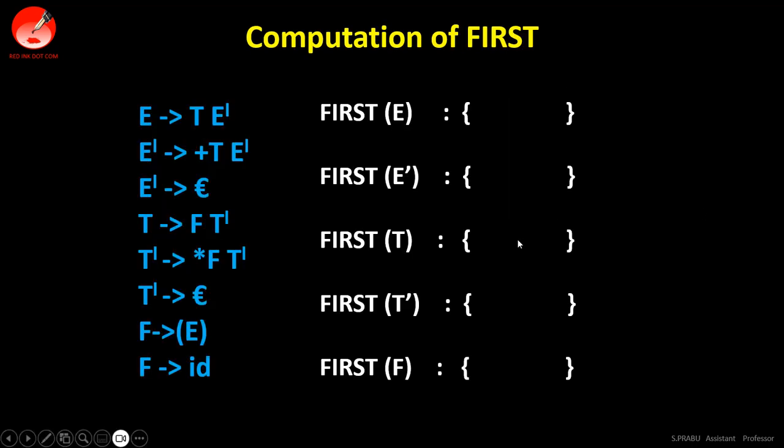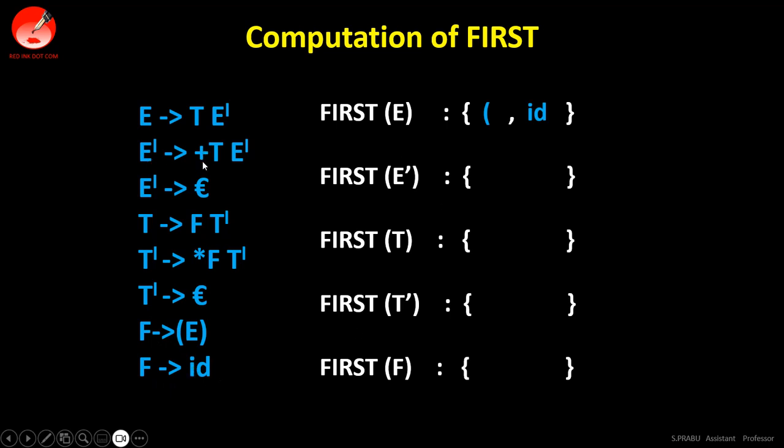You can find the first of all non-terminals present in this grammar. First, I list out the non-terminals like this. For capital E, the first element is capital T. Capital T is a non-terminal, so I am going to find the first of capital T. The first of capital T is first of capital F. The first of capital F is open bracket and ID. So I can write open bracket and ID as the first elements of capital E.